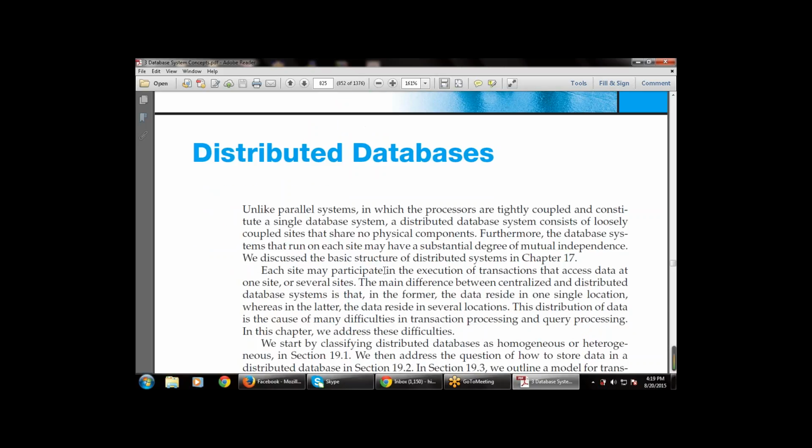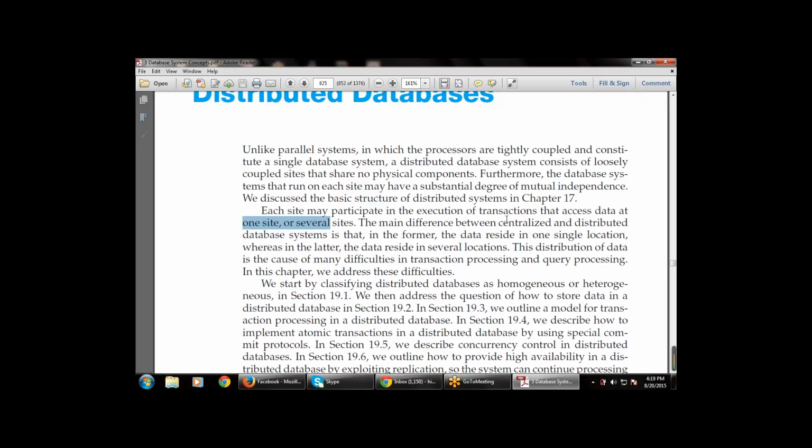Each site may participate in the execution of transactions that access data at one site or several sites. The main difference between centralized and distributed systems is that in a centralized system all the data resides in a single location, while in a distributed system the data resides in several locations. So in the centralized system, all data is available at one site, while in the distributed system the data resides in several locations. This distribution of data is the cause of many difficulties in transaction processing and query processing.